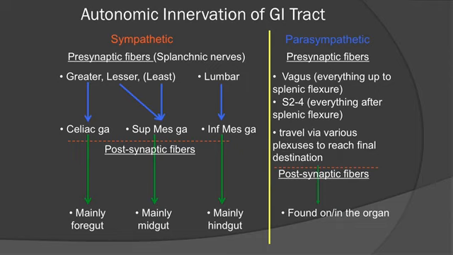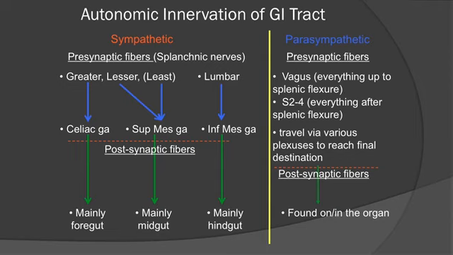Alright, the second objective is talking about the autonomic innervation to the GI tract. And so autonomic innervation is sympathetic and parasympathetic. Now these arise from very different sources, and the sympathetic and parasympathetic have opposing functions, but they have some similarities in the sense that they both have presynaptic fibers and postsynaptic fibers that are going to all the same organs. And so it's just that pattern that we're going to get a sense of.